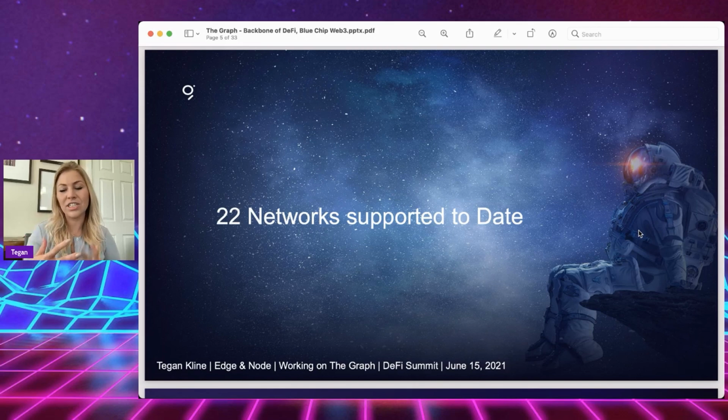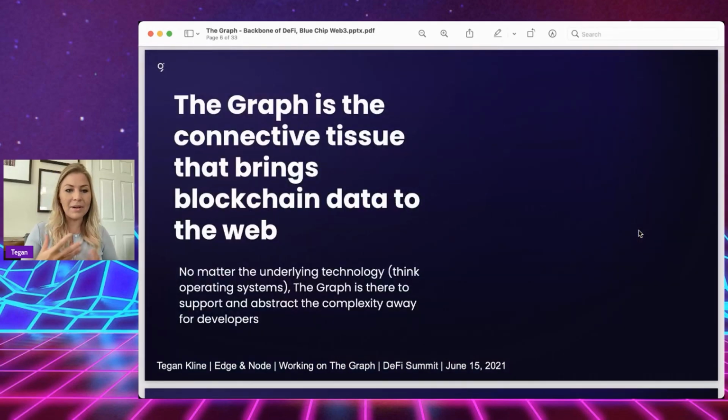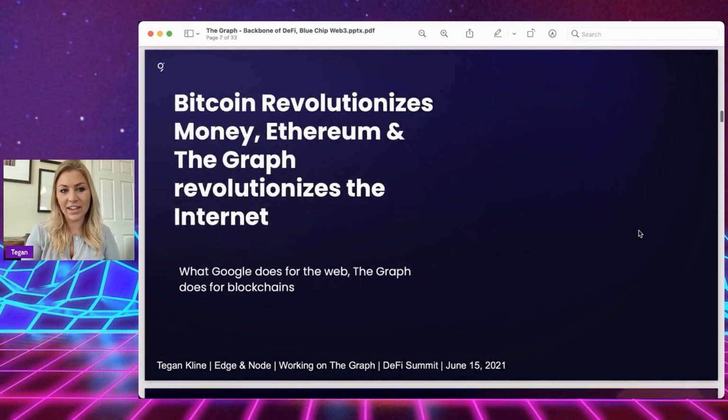So the Graph is there to be this connective tissue and help with interoperability at that indexing and query layer. And so the Graph allows developers to access blockchain data and serve that data to their users. So no matter the underlying technology, those different blockchains, the Graph is there to support and abstract that complexity away so that developers can focus on building really great and really beautiful applications, and so that blockchains can become the future of the internet.